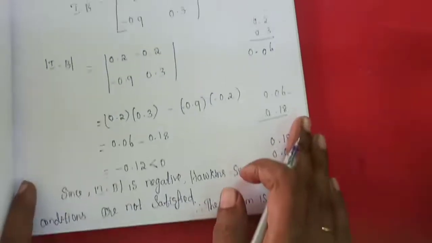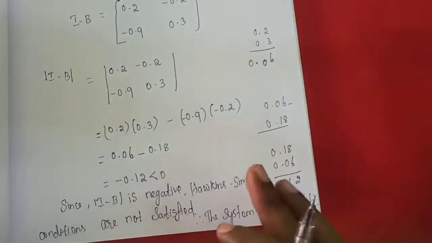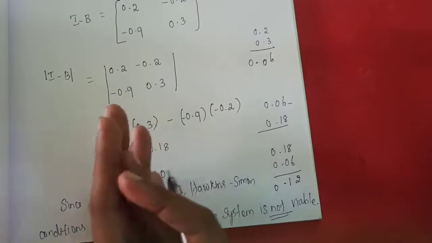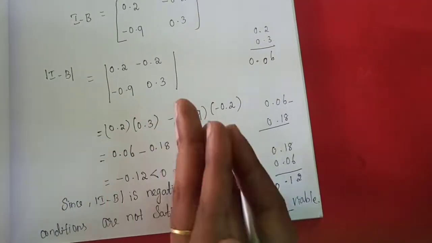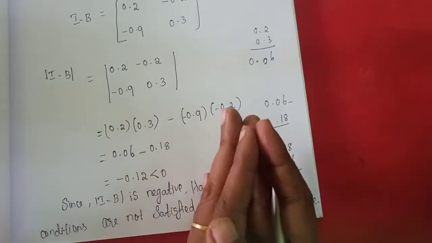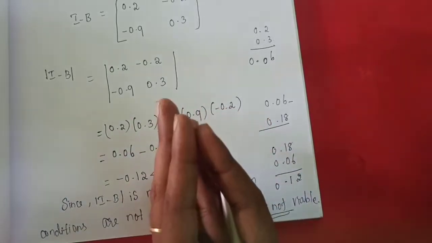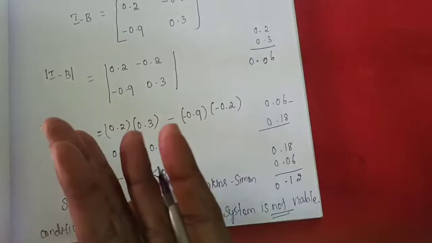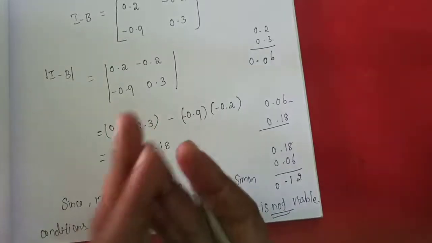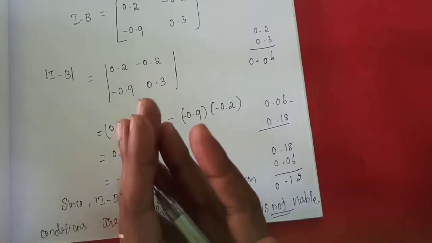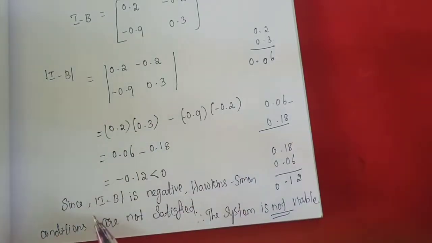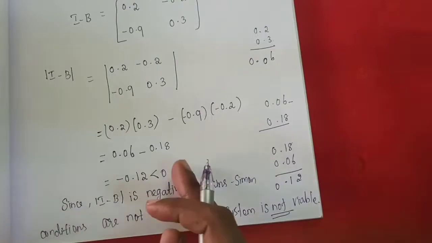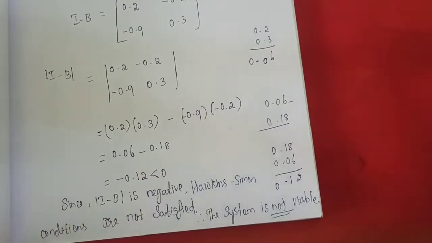So a very easy sum, but here you may make mistakes only in multiplying the decimals, so you need to be very careful. Carefully read the question. If they gave the technology matrix, what you need to do is find I minus B, and afterwards the determinant of I minus B. If it is positive, the system is viable, then the Hawkins-Simon condition is satisfied. If it is negative, the system is not viable, the Hawkins-Simon condition not satisfied.